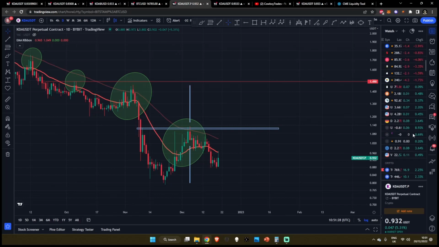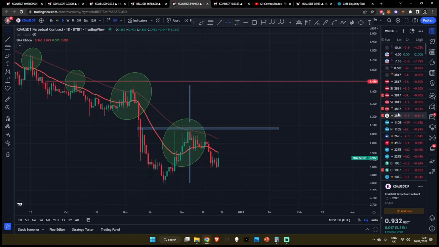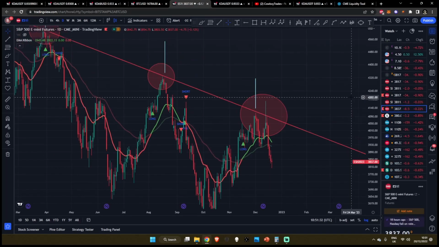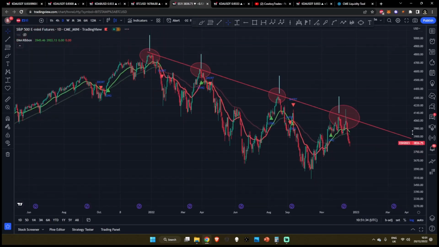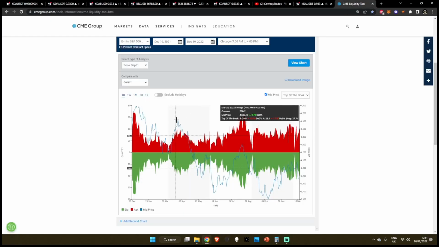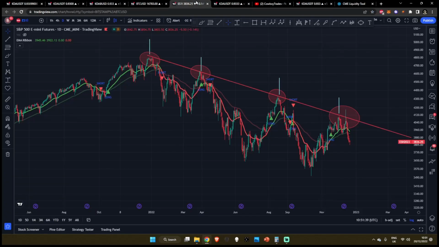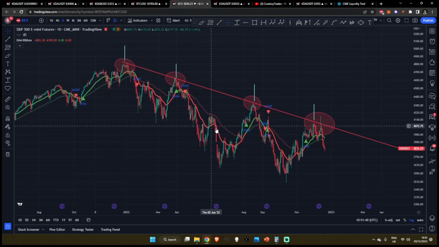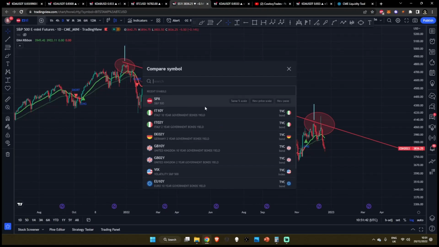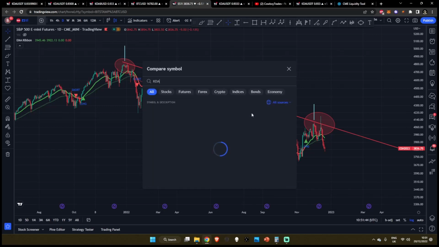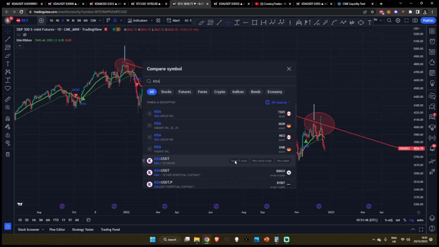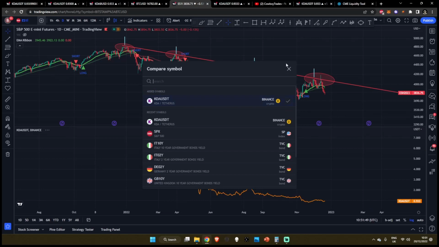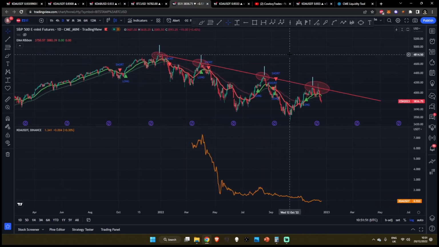And whether you're looking at Bitcoin, KDA, or the stock market, you can see how these extensions, these tops in liquidity conditions for the E-mini futures in the S&P 500 affect the stock market. And then you compare this to something like Bitcoin, or let's compare it to KDA to make it simple. KDA, let's put this on a new pane. Okay, it's fine.